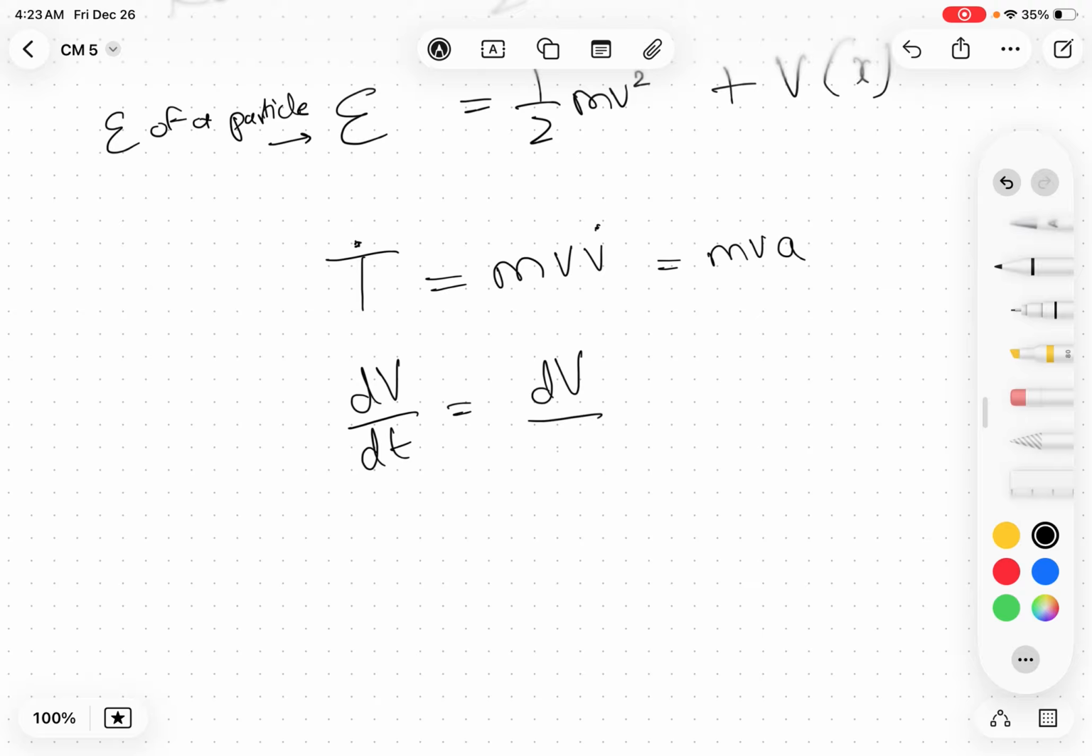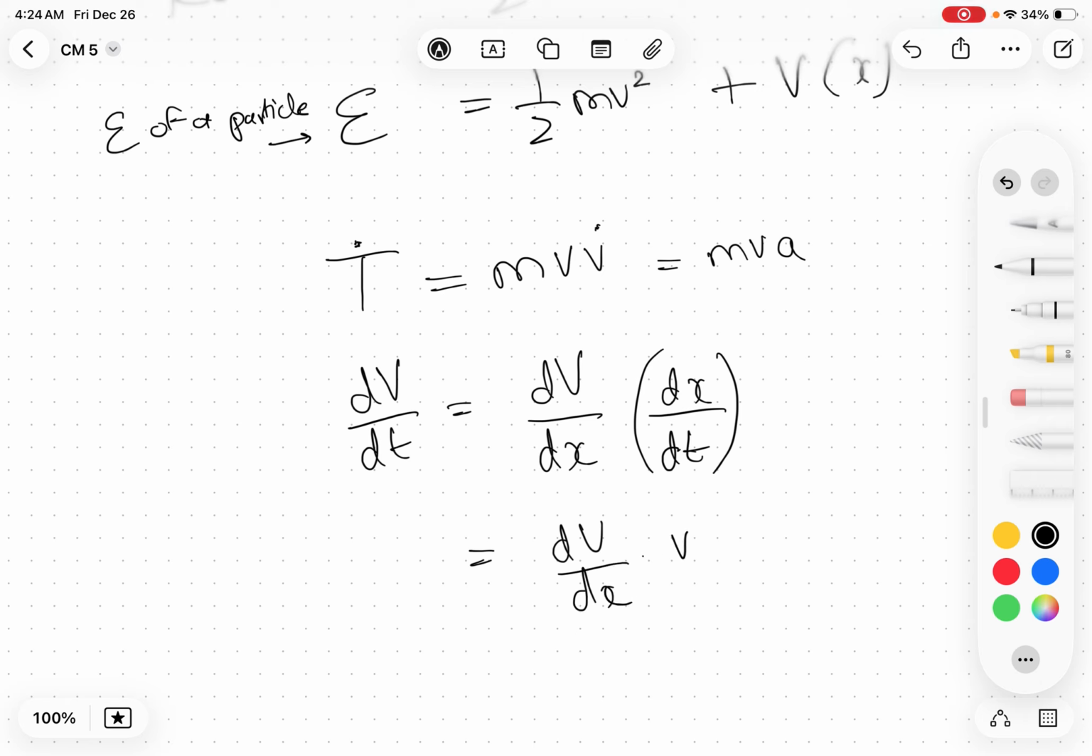Now, if you remember partial differentiation, we can write it like this. Now, they do cancel each other out, and fortunately for us, this becomes just v. So this is just dV by dx times velocity. Don't confuse the small v with the large V. Of course, this is the potential energy, and this is velocity.